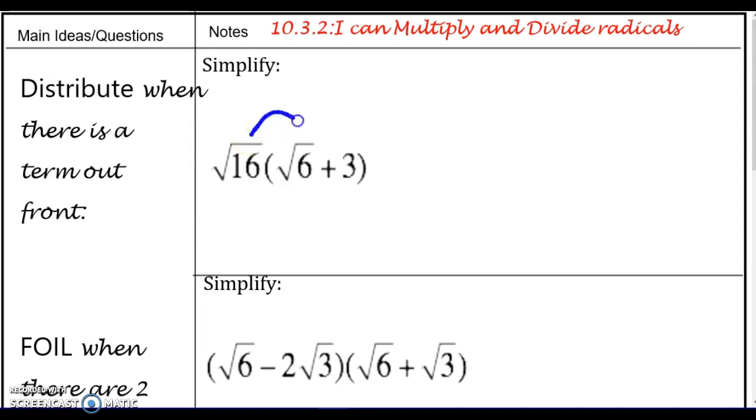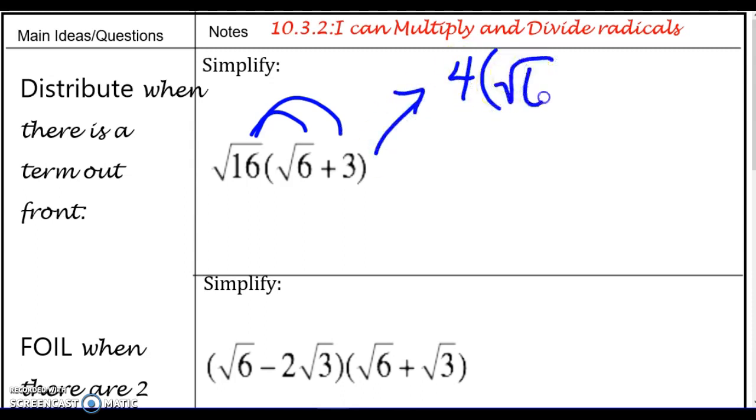A lot of people are like, hey, I would just distribute it, to which I say, yes, great idea. And if you start there, totally fine. At the same time, what's the square root of 16? Yes, I would say take that square root right away. Whenever you can factor out a perfect square right away, do it because it's just going to make the problem more simple. So that means that you now have 4 times the square root of 6 plus 3.